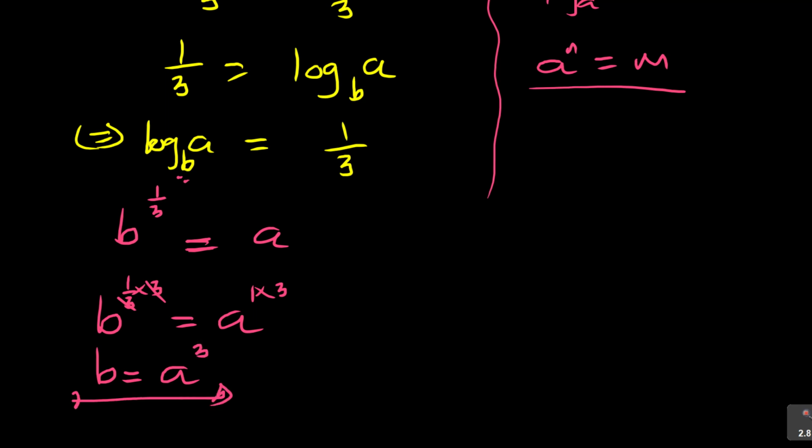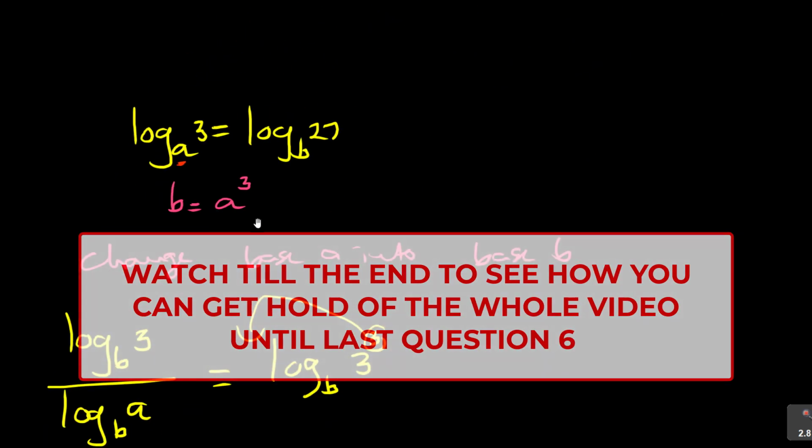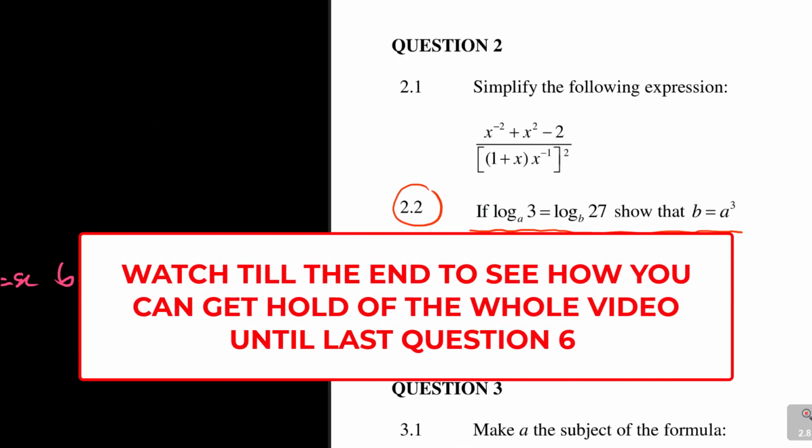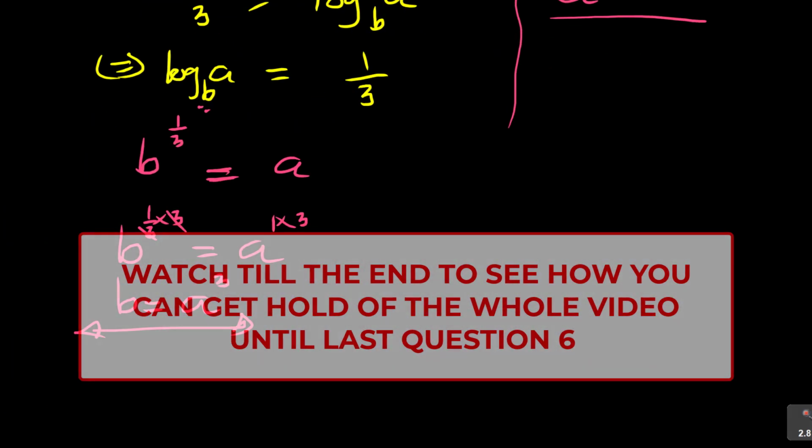So isn't it what they wanted us? b is equal to a cubed. There, b is equal to a cubed. And then you can come here and say what? Show that. Then you can say shown.